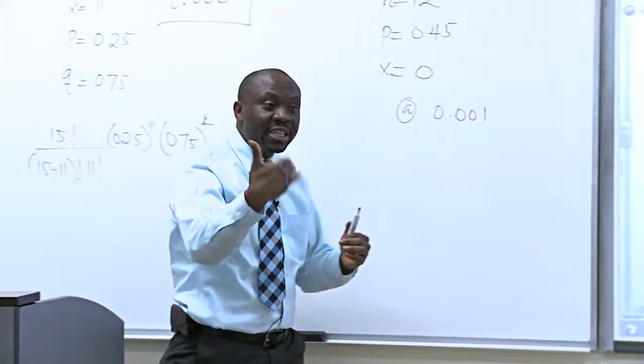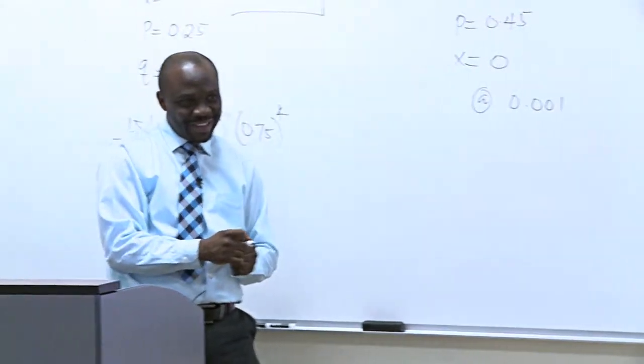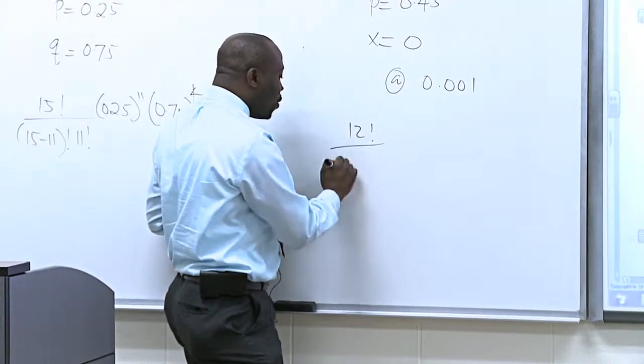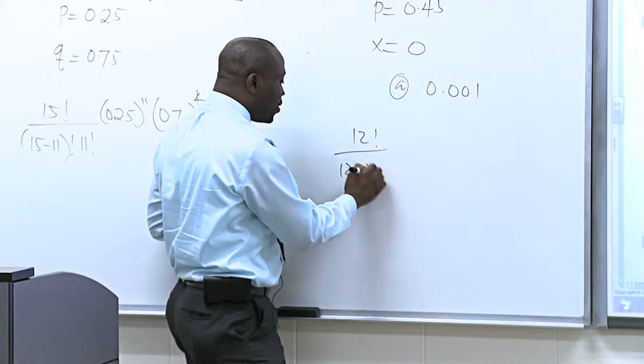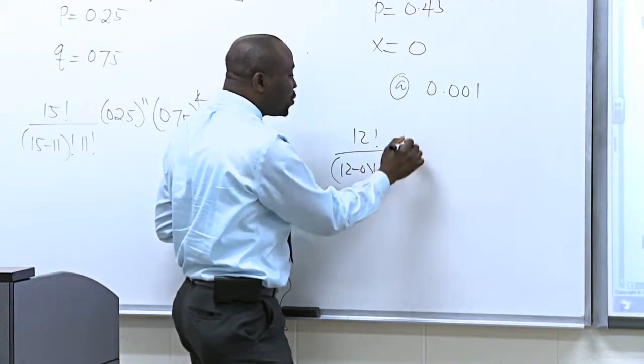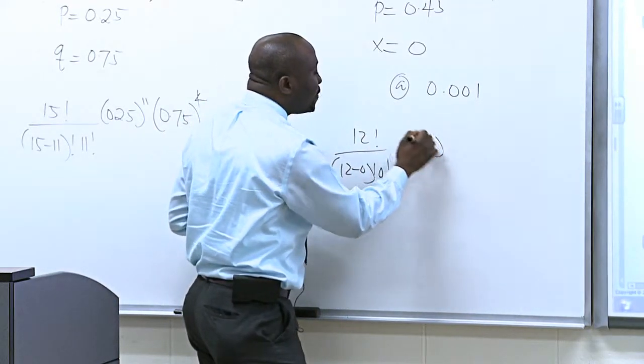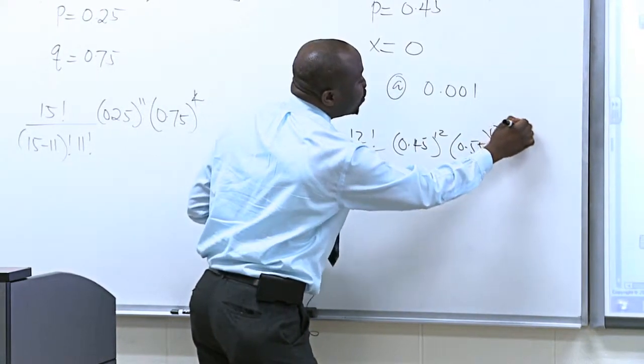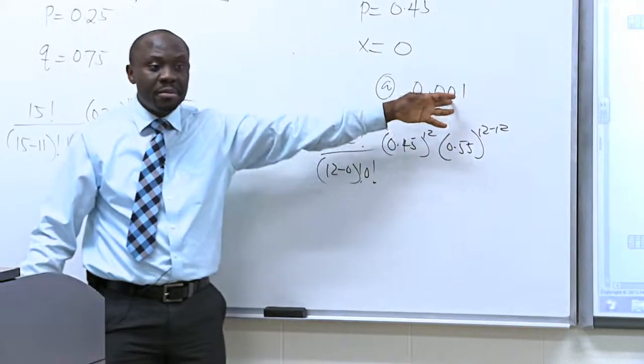But if you do not have the table, then you have to use 12 factorial over 12 minus 0 factorial, 0 factorial, 0.45 to the power 12, and 0.55 to the power 12 minus 12, which will also give you the same answer.